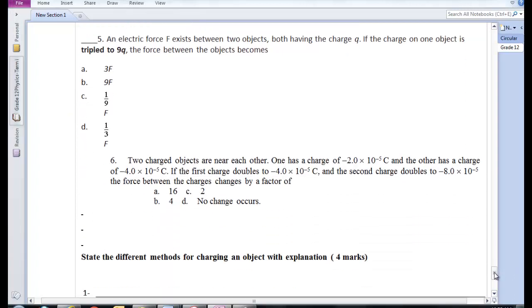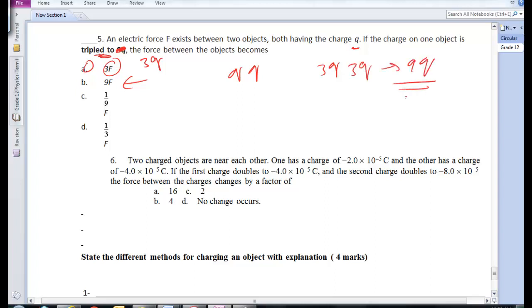An electric force F exists between two objects, both having charge Q. If the charge on one object is tripled, it becomes 3Q. What would happen to the force? Basically, the force would also be tripled. So if one Q is tripled, the force is tripled. If both charges are tripled, for sure I will select this. If Q1 and Q2 both are tripled, which means 3Q and 3Q, this would be 9Q, so the F will also increase by a factor of 9.